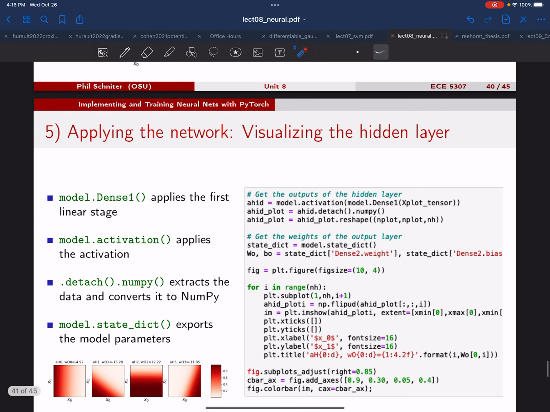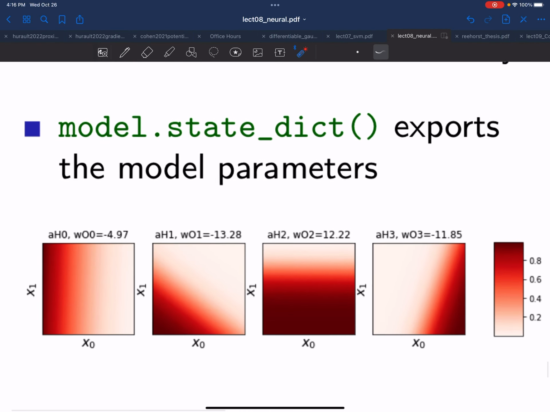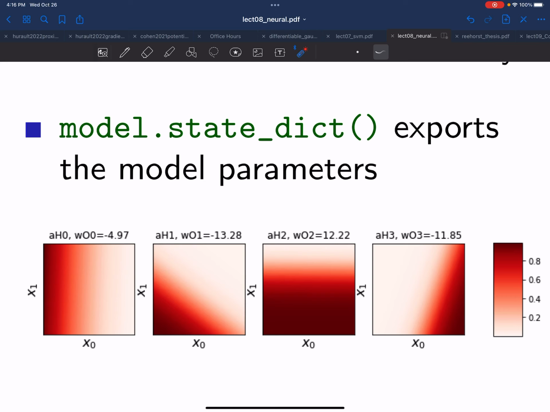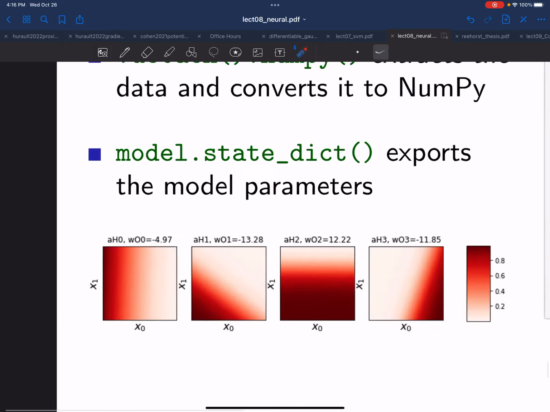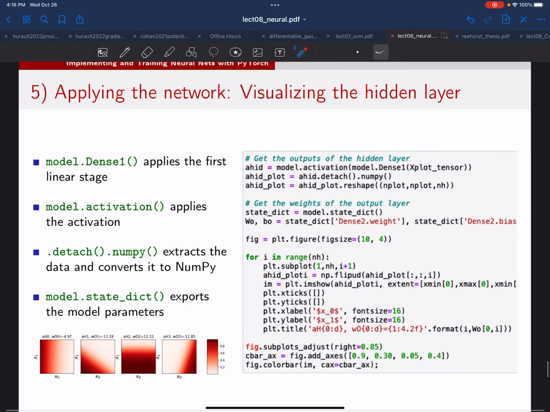All right. Now we also have this plot where we want to, again, as a function of x0 and x1, plot the hidden activations using these heat maps again. And we also want to plot, for the output layer, the 4 weights of the output layer. So we have to extract those values. Okay, so how do we get these plots?